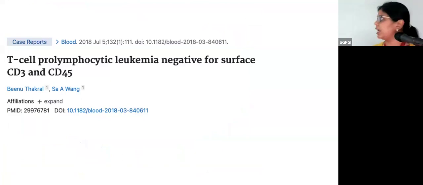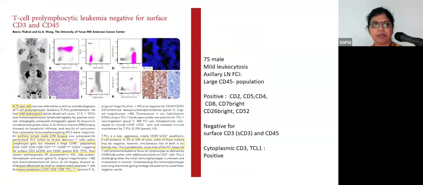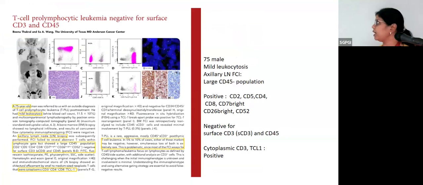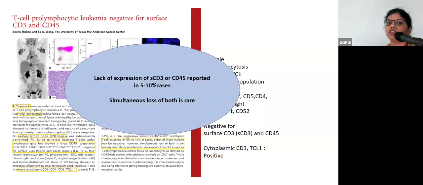Here are some interesting case reports of TPLL, reporting a case negative for surface CD3 and CD45. This is from a publication in Blood in 2018, of a 75-year-old male presenting with mild leukocytosis and a large CD45-negative population. But they could show the diagnostic TCL1 positivity in these cases. This case was also negative for surface CD3 along with CD45. So we know that there can be a lack of expression of surface CD3, or a lack of expression of CD45, but a simultaneous loss of both is rare.